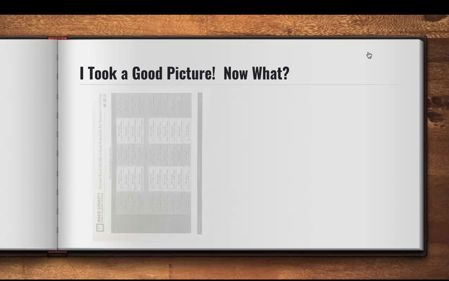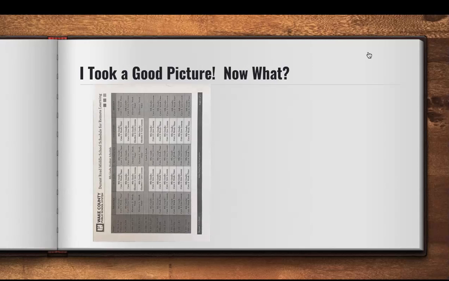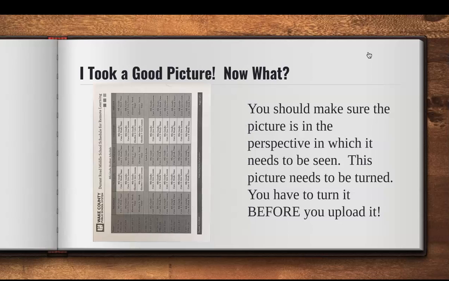All right, so you took a good picture. Now what do you do with it? So here was the picture that we took. It's great. You can see all the writing. The problem is it's not in the right perspective. So you should make sure that the picture is in the proper perspective in which it needs to be seen before you upload it. As you can see, we need to turn this picture to the right because it is not correctly oriented for us to be able to read.